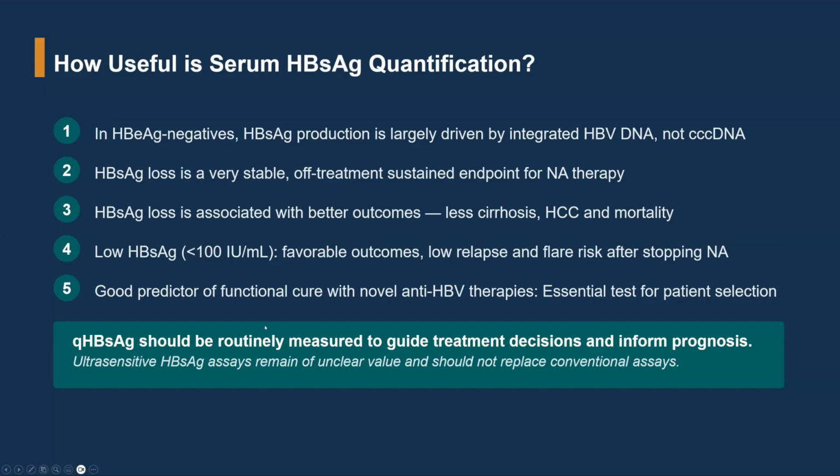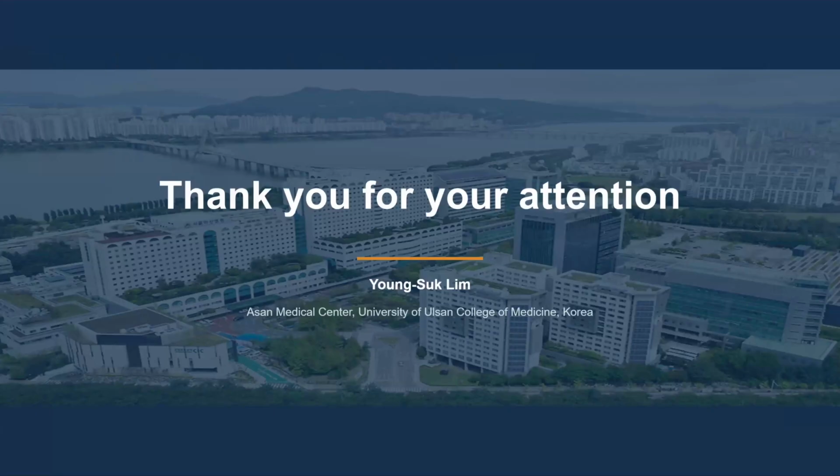The good predictor of functional cure with novel anti-HBV therapies is the HBs antigen test, which is a very essential test for patients' selection for the novel therapies. So I believe that quantitative HBs antigen test should be routinely measured to guide treatment decisions and inform prognosis. Thank you very much for your kind attention.